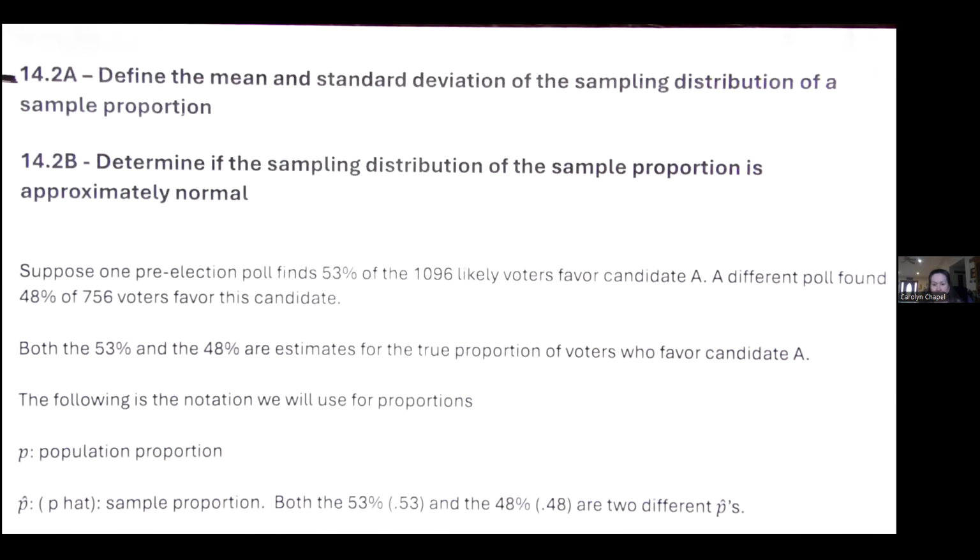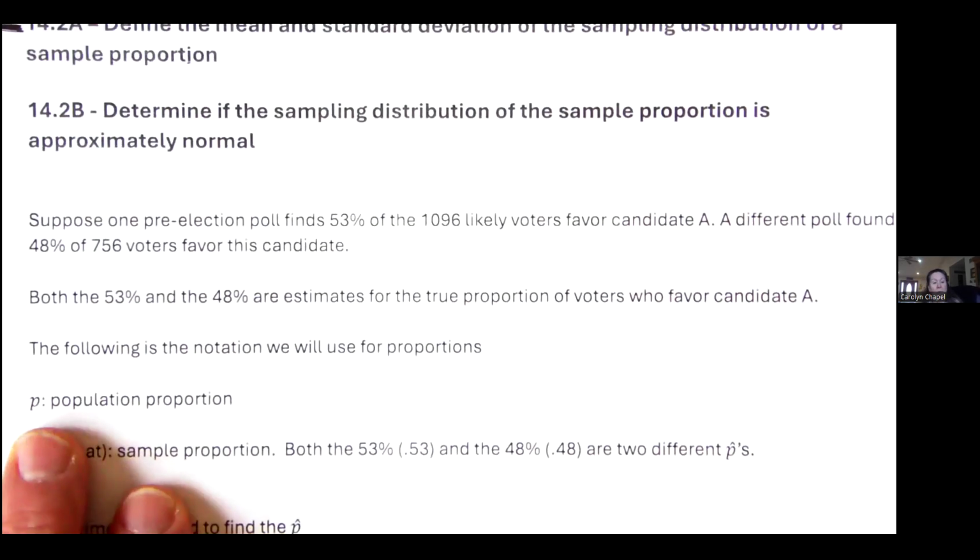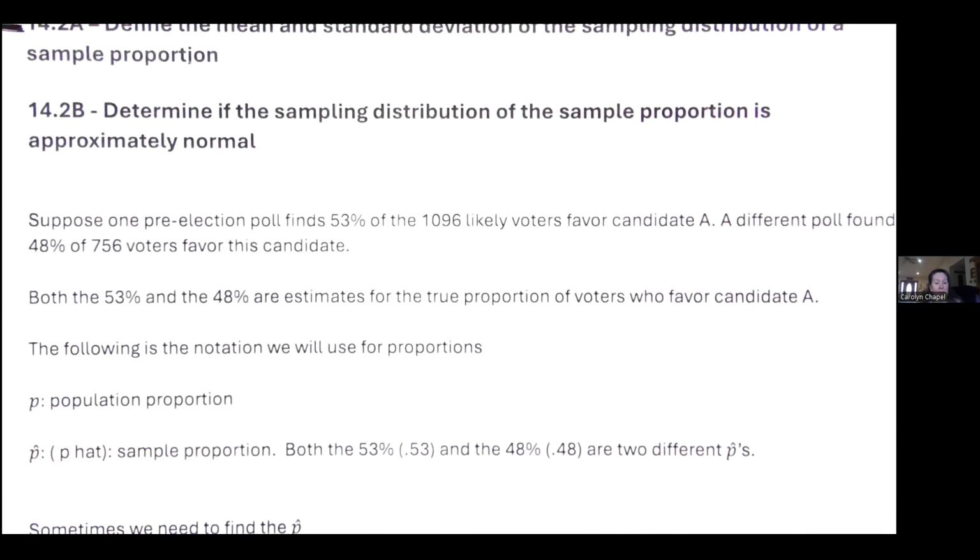Some of the notation we're going to be seeing is the regular P for our population proportion. Sometimes there is a Greek letter that goes with this, and for the life of me today, I can't think of it, but we'll just call P our population proportion. And then we have P hat, because there's a little bitty hat on top. We've seen S hat before. P hat is our sample proportion.